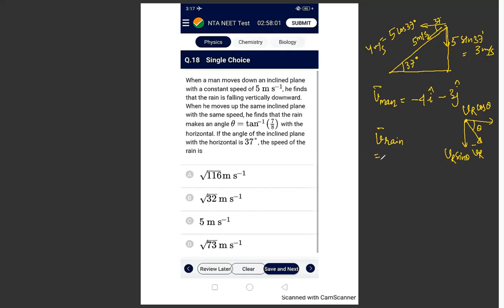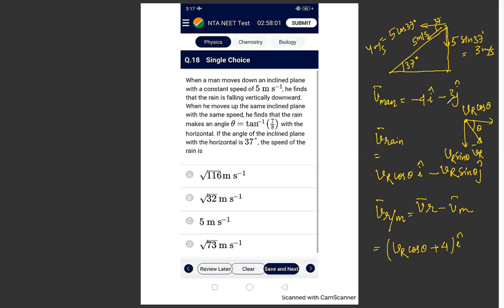So if I wish to write down the velocity of the rain, it is going to be Vr cos theta i cap minus Vr sin theta j cap. Now we wish to find out the velocity of the rain with respect to man. That means Vr minus Vm. If we find it out, it will come as Vr cos theta plus 4 i cap, where Vr cos theta is the horizontal component of the rain that is falling down. Negative and negative gives plus, so minus Vr sin theta plus 3 j cap.